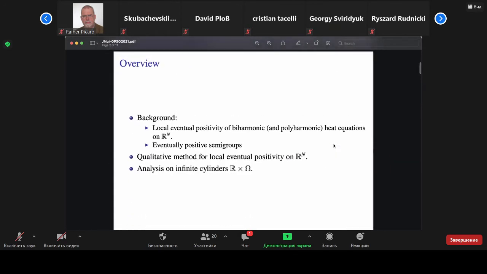So the plan here is quite simple. I just want to introduce a little bit of background to motivate the topic, and also to explain how it's connected to some of the other main themes of our conference. And then I want to present a few details of this qualitative method for obtaining this property known as local eventual positivity of the equation on Euclidean space. And then in the second half of my talk, I want to focus on the analysis for infinite cylinders. So here we have R cross omega, where omega is a bounded domain with smooth boundary in Rn.